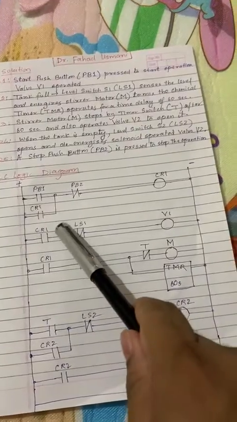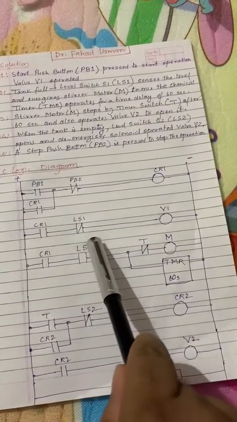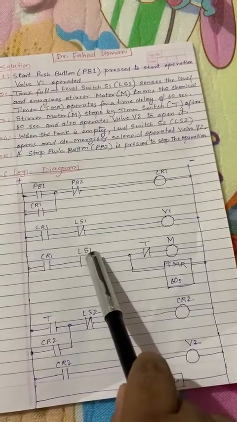Now, these two are also closed. The current is passing through here, but it is not passing through here because this is the limit switch we are connected to. This will be activated when? Look here.